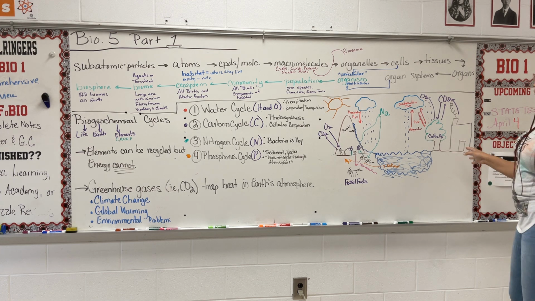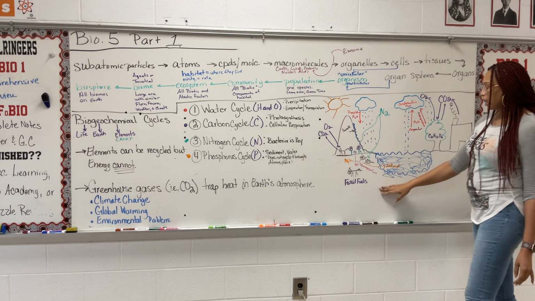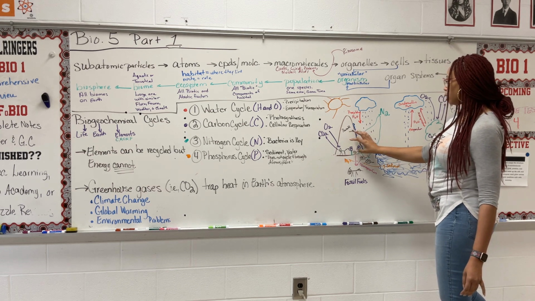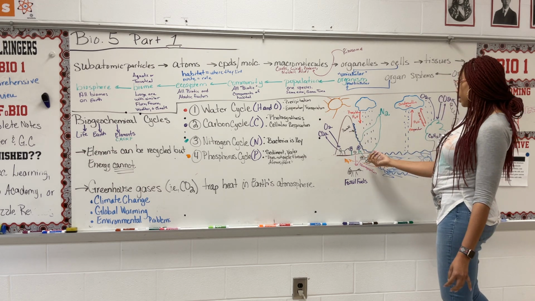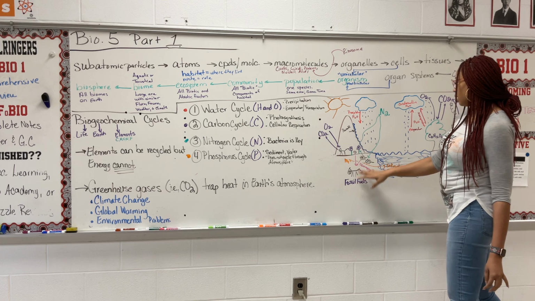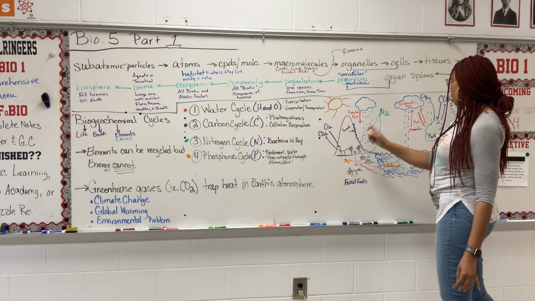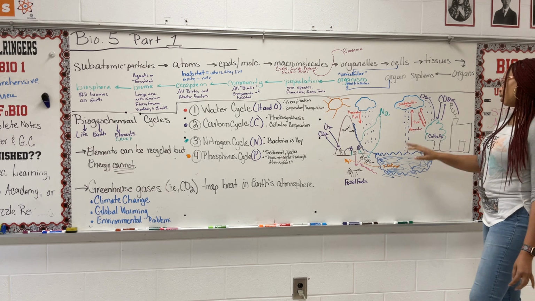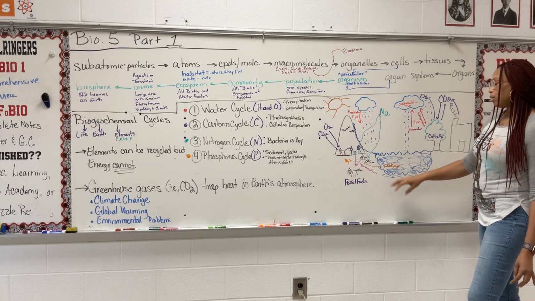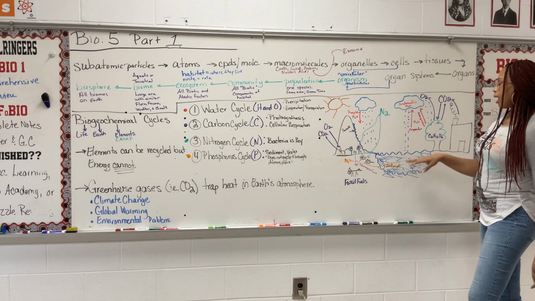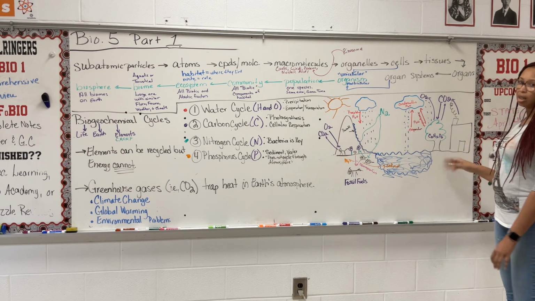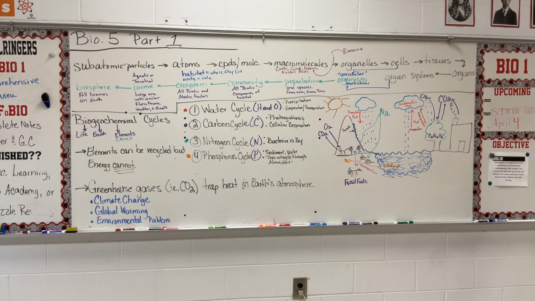The last cycle is the phosphorus cycle. Phosphates are found in rock, and so when rocks undergo weathering, they break down into sediment, and some of the phosphate ends up in the soil, some of it ends up in water, but the key to the phosphorus cycle is that it's going to be found in sediment. The phosphates are found in sediment, and it does not cycle through the atmosphere. It is the only cycle that does not cycle through the atmosphere.